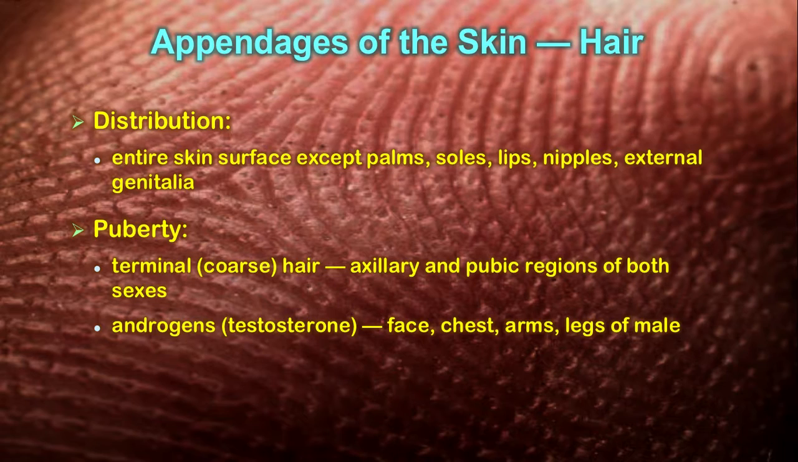Okay, and then androgens, which are found more in males, like testosterone, will give you extra terminal hair on your face, on your chest, and on your arms and legs. Okay, so because men have testosterone, they're going to be the ones who have the terminal hair in those locations.